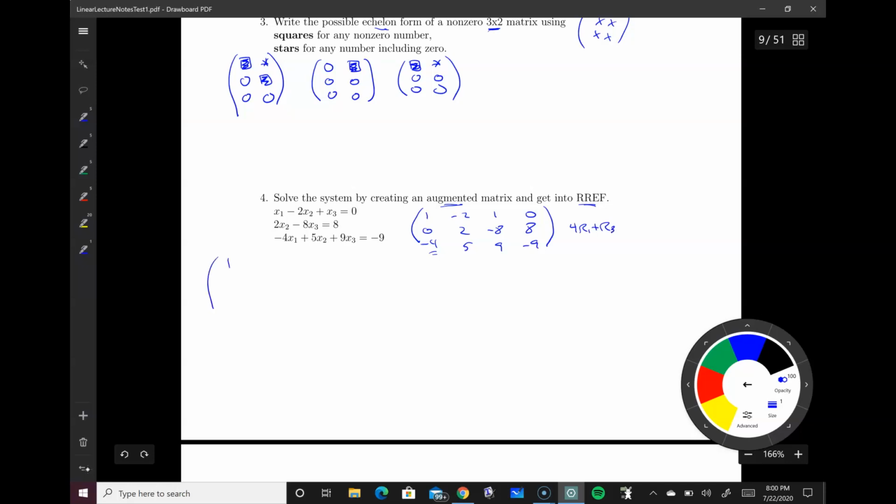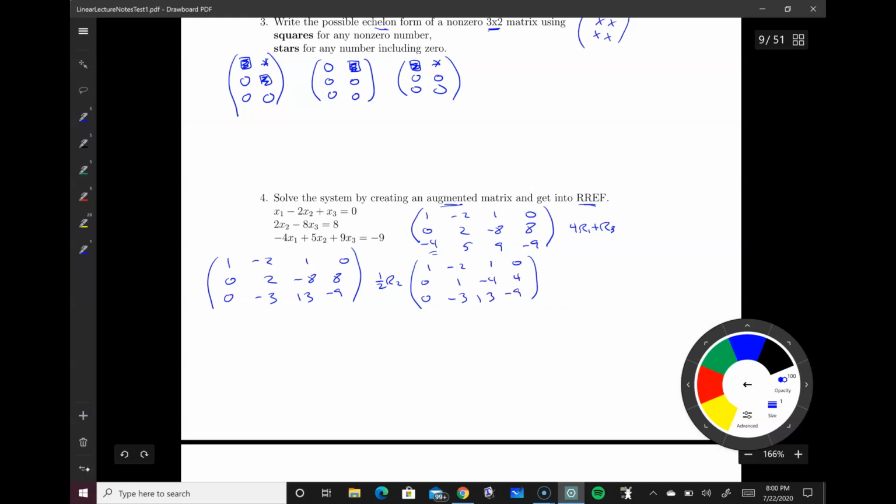So let me bring it down here. 1, 0. This row stays the same. So I get a 0, multiply by 4 and add. That'll give me a negative 3. Multiply by 4 and add. That'll give me a 13. And this will stay negative 9. I can see that it's going to be useful to multiply 1/2 times row 2. So let's keep row 1 the same. Negative 4, 4. And then let's just bring this along.